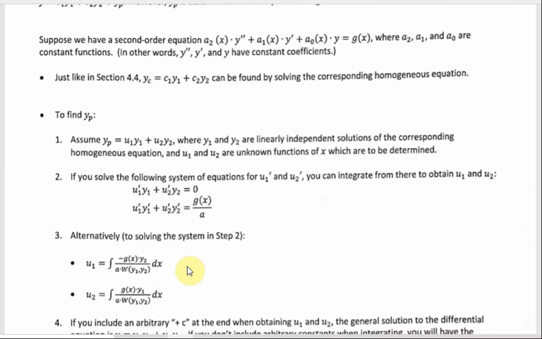So u1 is the integral of the negation of g of x, the g of x being the thing on the right side of the equation instead of a 0, times y2 over a, where a is just the coefficient of y double prime, over the Wronskian of y1, y2. And then u2 looks kind of similar, except that there's no negation in the numerator, and there's a y1 instead of a y2.